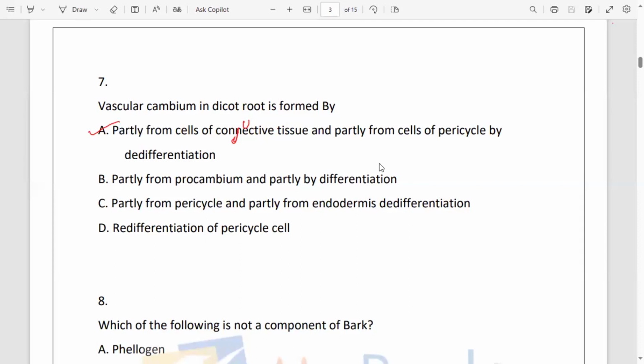So if you take the dicot root, you will be having 4 xylem strands and you will be having 4 phloems. So now you will observe that from here the cambium starts and it will reach the pericycle. So the cambium comes from 2 areas, that is cells of conjunctive tissue and cells of pericycle by dedifferentiation. The seventh one, first option is correct.